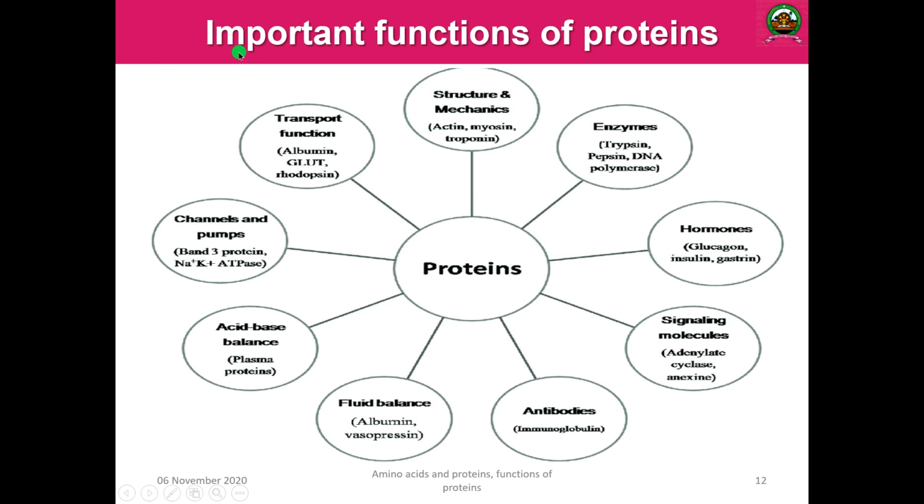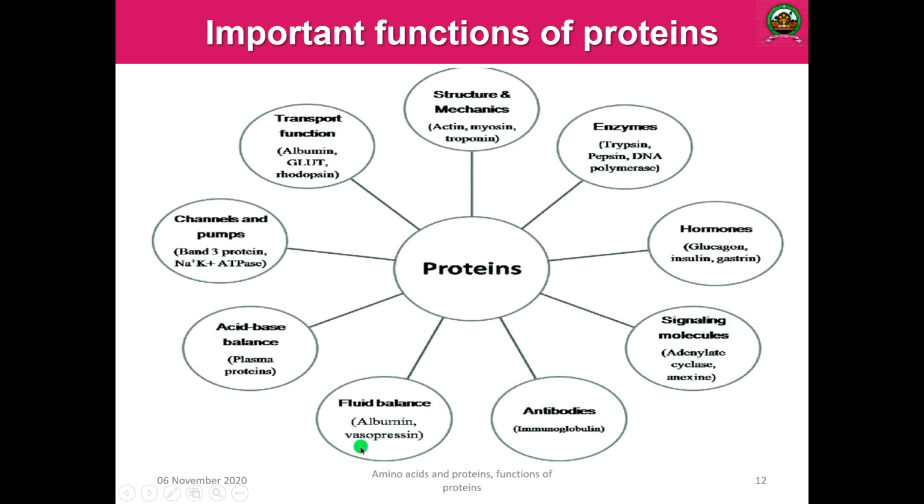Then the next topic in your syllabus is the important functions of protein. They have mentioned a brief idea. Protein is central, as we have discussed. Protein can provide structure and mechanics, such as actin, myosin, troponin, etc. They can catalyze biological reactions as enzymes: trypsin, pepsin, DNA polymerase, etc. They can act as hormones: glucagon, insulin, gastrin, etc. Protein can act as a signaling molecule, such as adenylate cyclase or annexin, etc. Protein can act as antibodies. We will discuss immunoglobulins in our bodies.